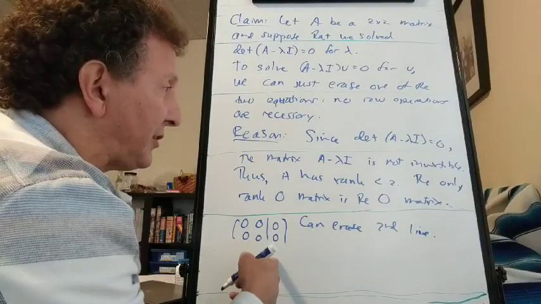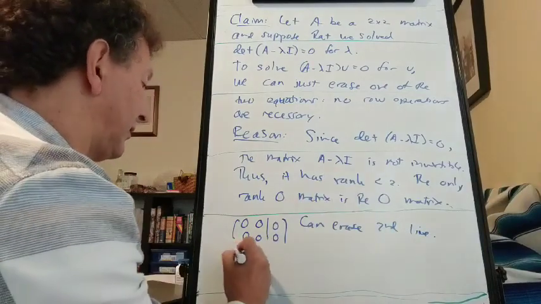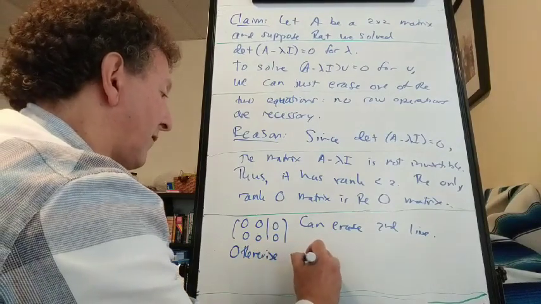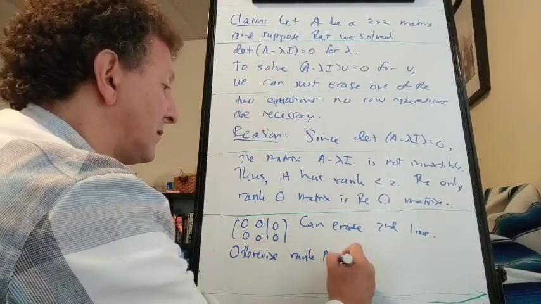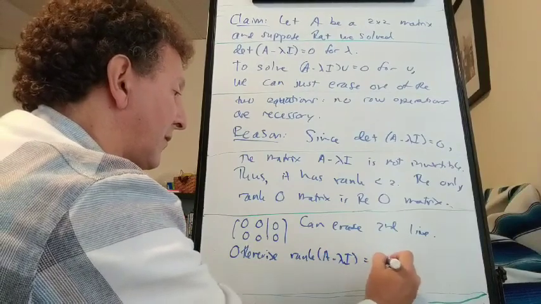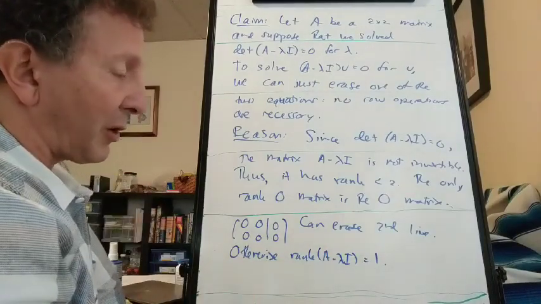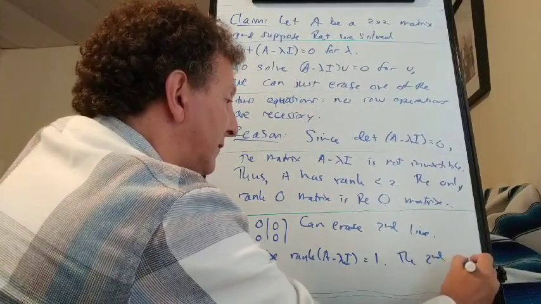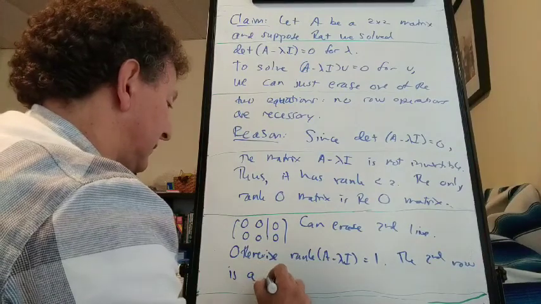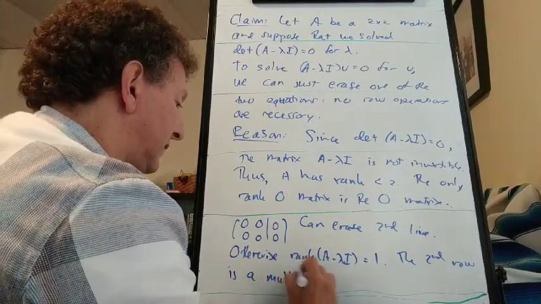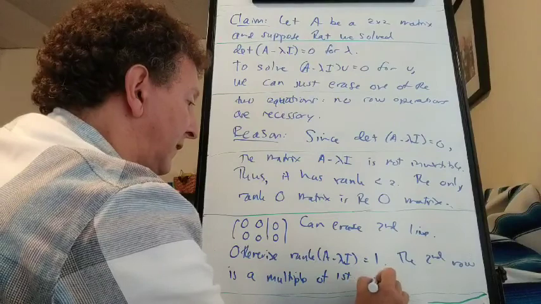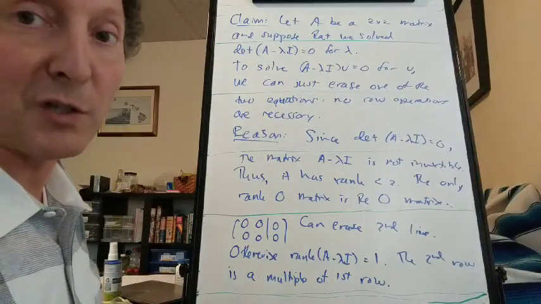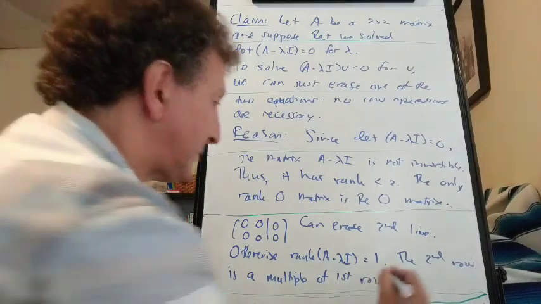Now if you don't have an all 0 matrix, that means that you have a rank 1 matrix. And that means that the second row is a multiple of the first row. And if the second row is a multiple of the first row, well, it's basically the same equation twice. You only need to look at one of them.